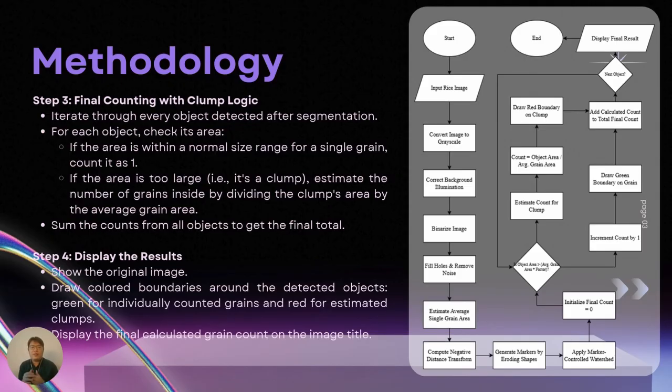And lastly, we display the results. It will show the original image, and then we'll draw colored boundaries around the detected objects: green for individual counted grains and red for estimated clumps. And then we'll display the final total grain count on the image title.